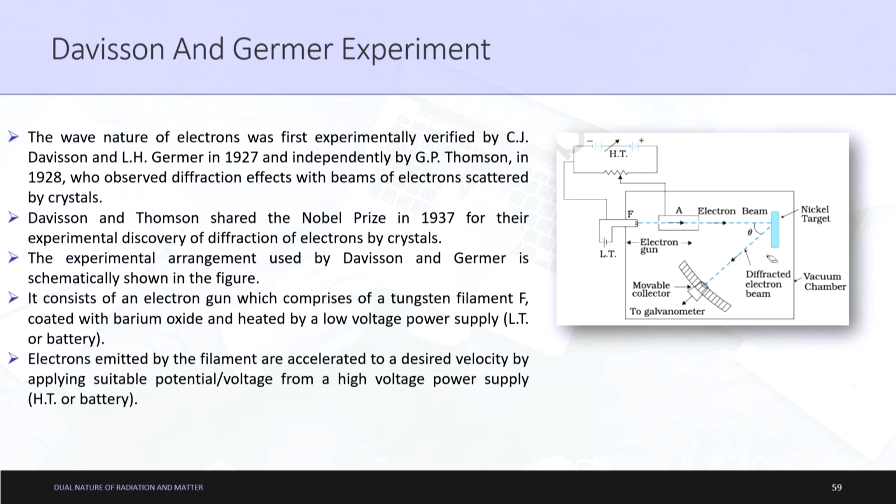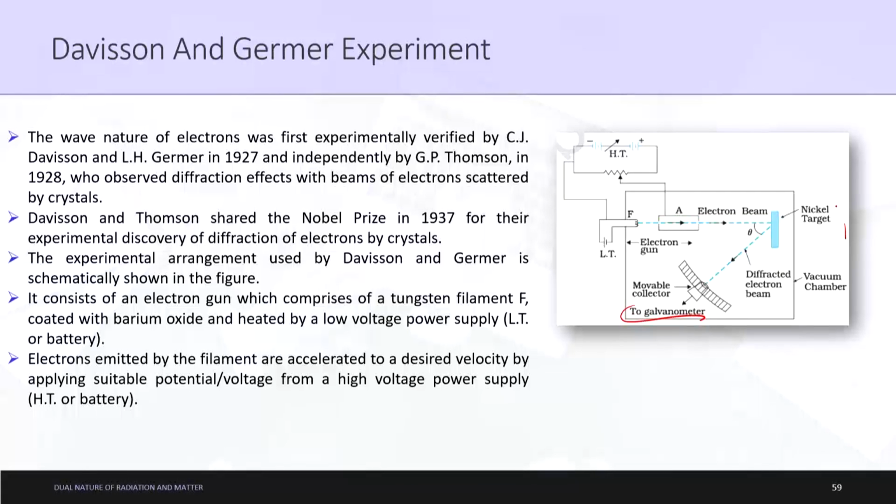So what does it try to do? As a galvanometer is attached, we can finally find out whether electrons are passing from, let us say, the electron gun to that particular movable collector or not. How do we calculate that? Because we have a galvanometer. What is the basic principle of a galvanometer?